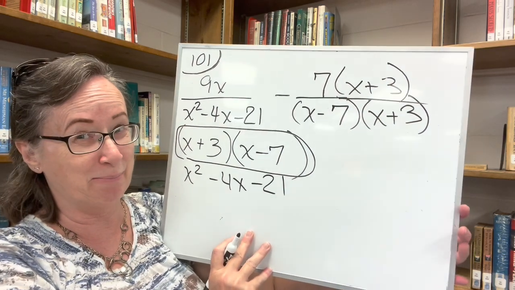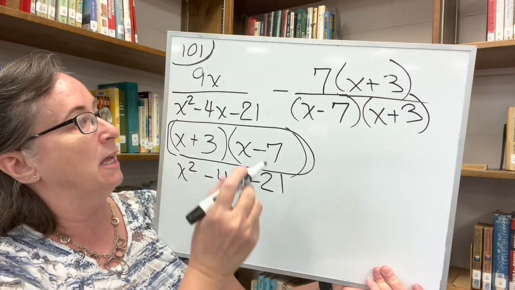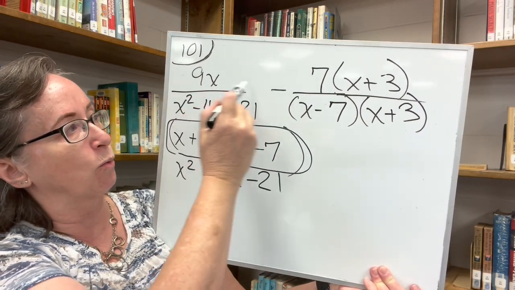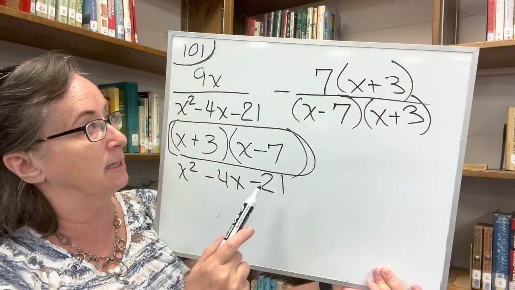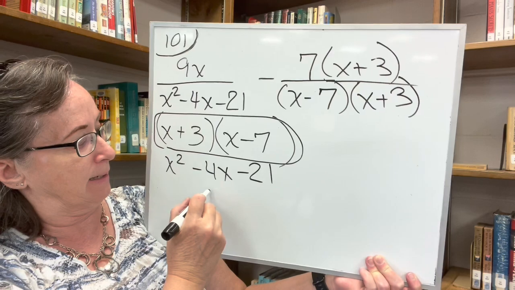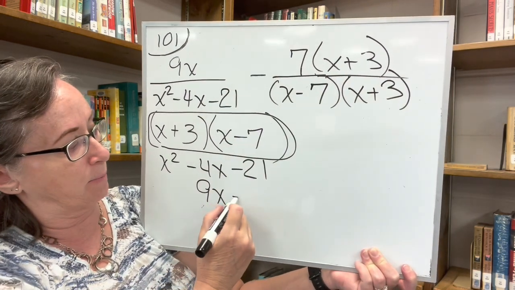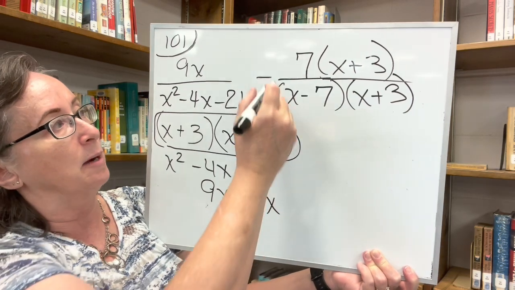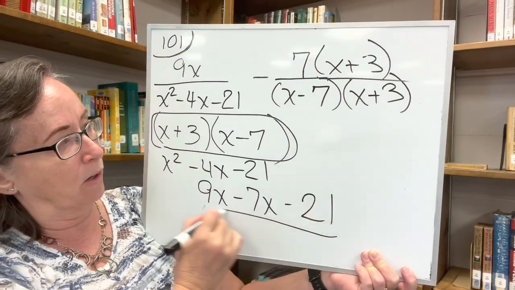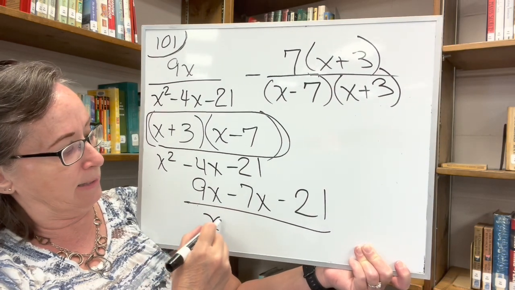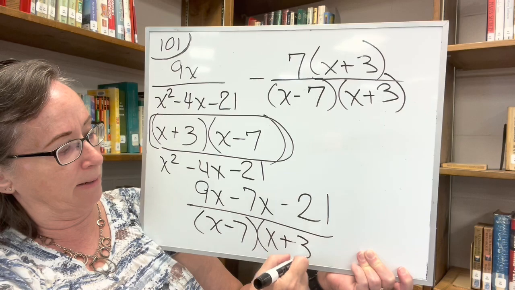This one's a pretty simple one, isn't it? One of the denominators actually stayed the same. So now we're going to rewrite the whole numerator over the single common denominator. So we have a 9x minus 7 times x is minus 7x. Minus 7 times 3 is minus 21, over x minus 7, x plus 3.